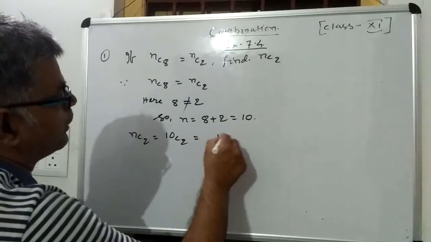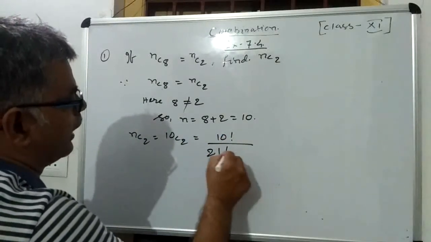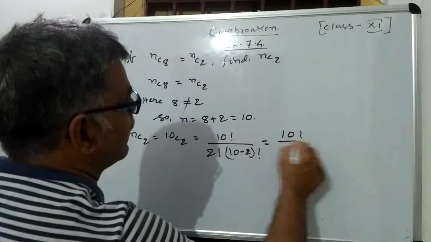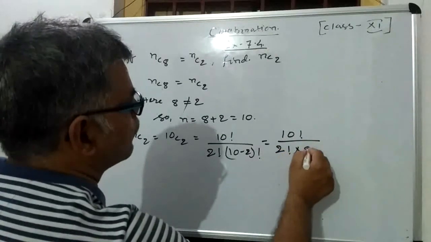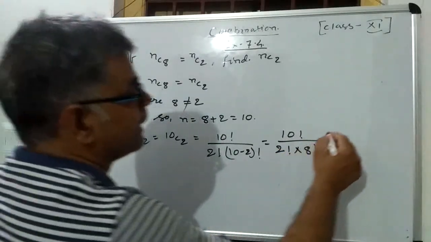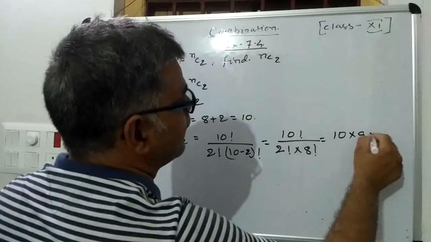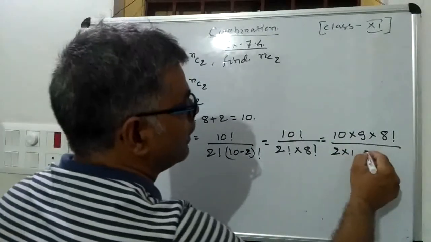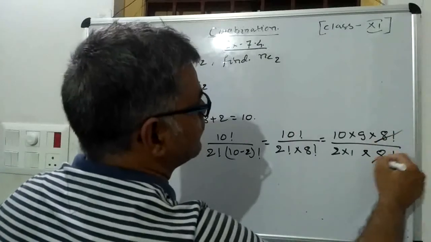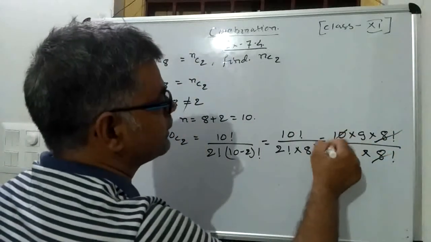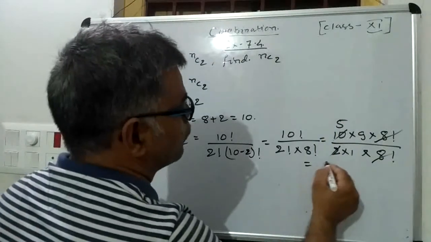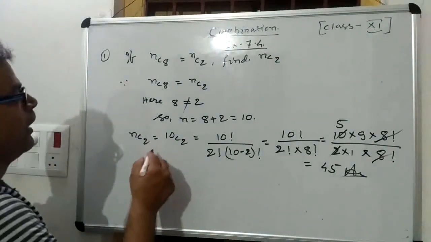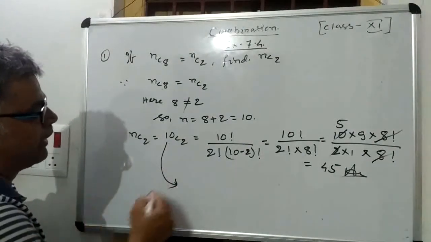So it will be factorial 10 by factorial 2 into factorial 10 minus 2. So this can be written as factorial 10 by factorial 2 into factorial 8. So it can be written as 10 into 9 into factorial 8 by factorial 2, which is 2 into 1, into factorial 8. This factorial 8 will get cancelled. 2 fives are 10. So 9 fives are 45, which is your required answer. Or you can simplify this in this manner also.